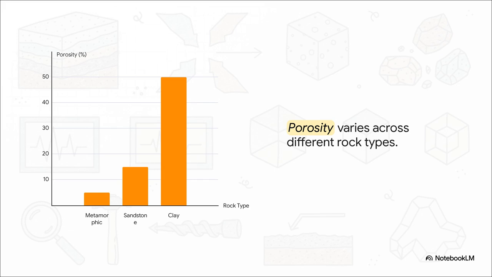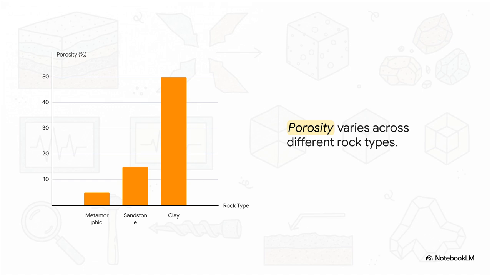What's really wild about this slide, though, is the sheer scale of these voids, depending on what material you're looking at. Metamorphic rocks are incredibly dense. They boast a porosity of less than 5%. Sandstone sits around 10 to 15%. But look at clay or standard soil, up to 50% porosity. It's a bit of a shock, isn't it? Half of the solid ground beneath your feet right now might actually just be completely empty space.